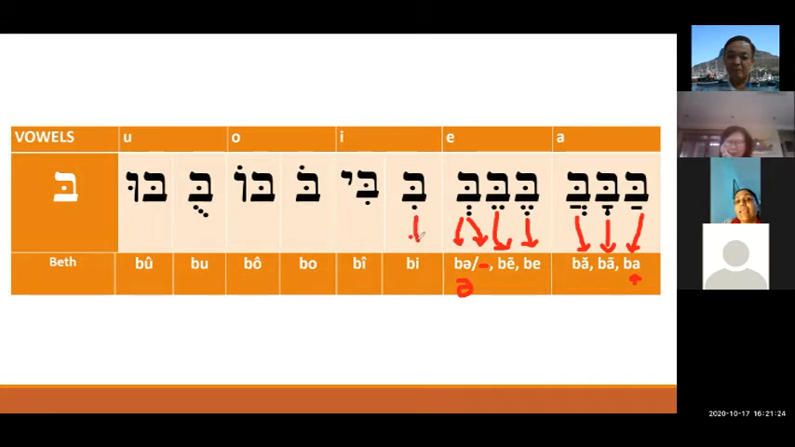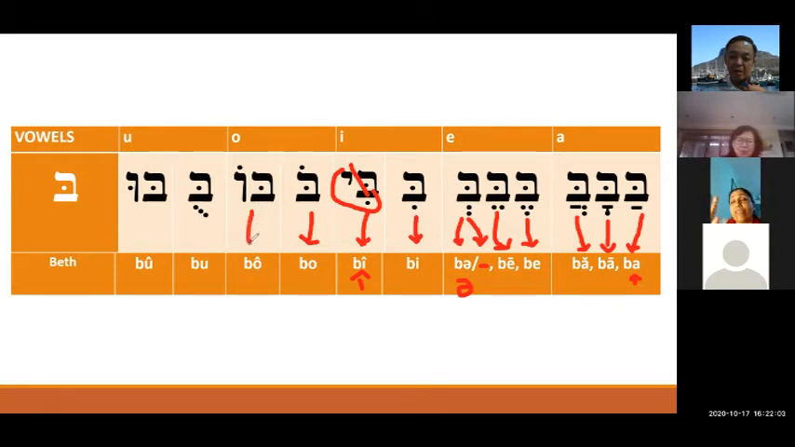Next, hirik: B with an I, because we are using the letter bet. If you have the hirik yod, you have the I with a cap on top, the circumflex. So when you look at the transliteration, you should know that there is a hirik with the yod attached to it. Next, we have the holam: B with the O.